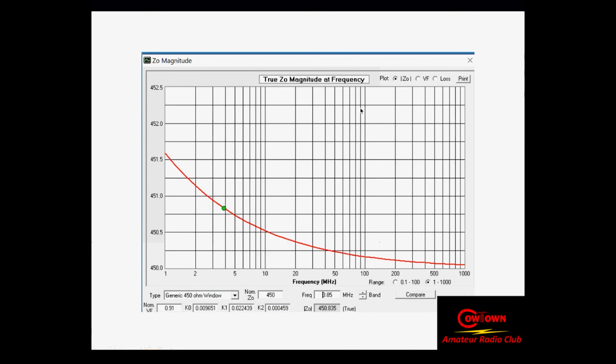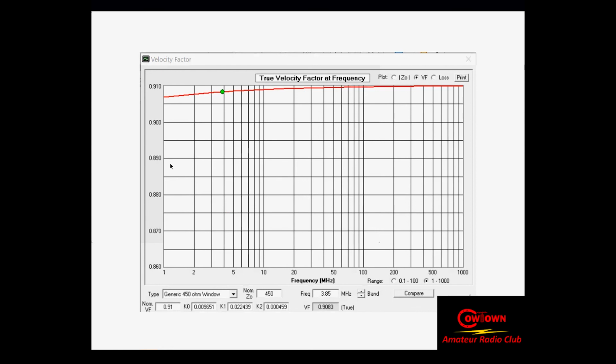Here is the true characteristic impedance based on frequency. Again, this is megahertz here at the bottom. This one really doesn't change very much, but it does change approximately 1.5 ohms in characteristic impedance. That's not really enough to amount to a hill of beans to worry about, but if you wanted to get anal like I am, you could calculate around that. And notice also that the velocity factor on this is very high.